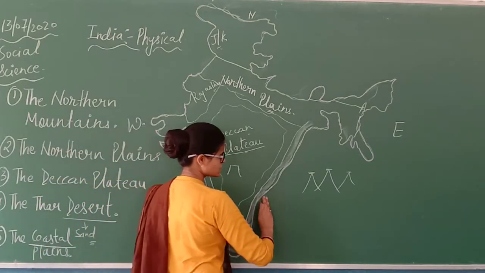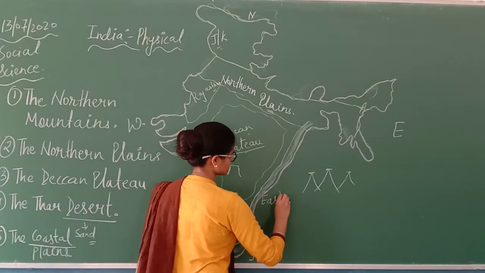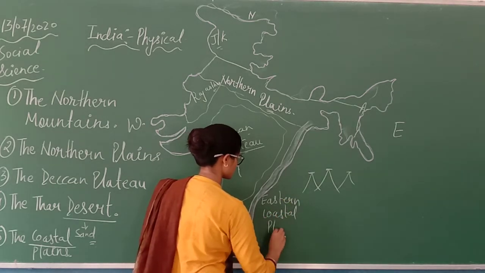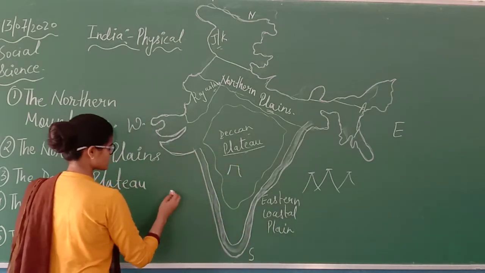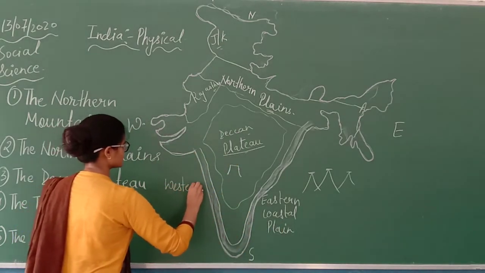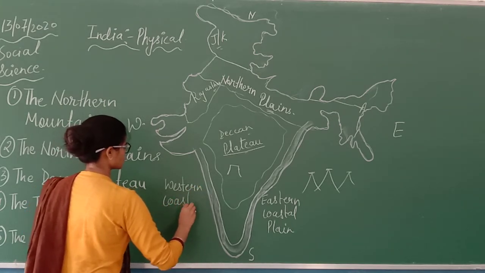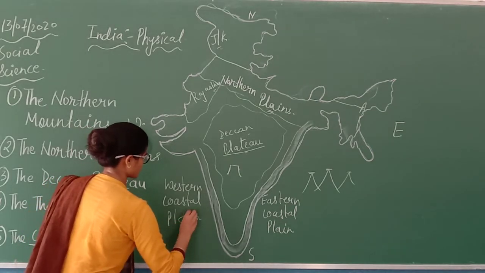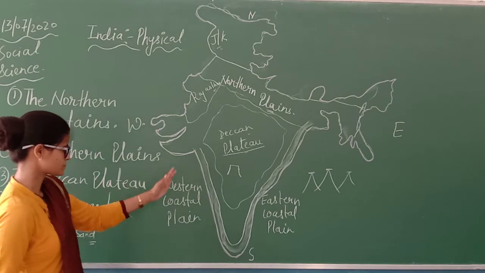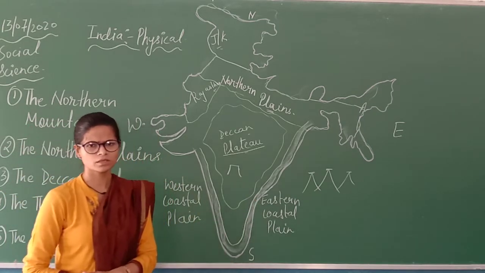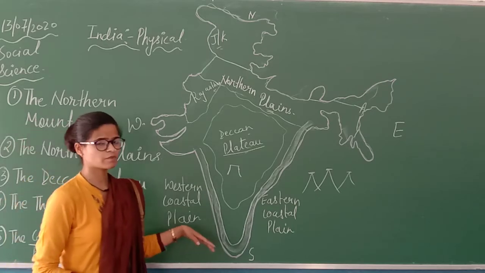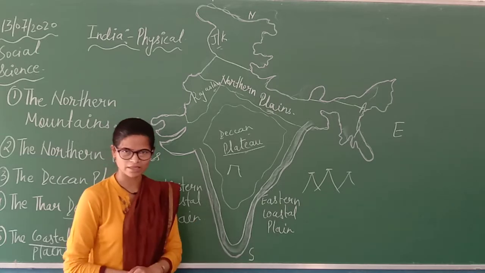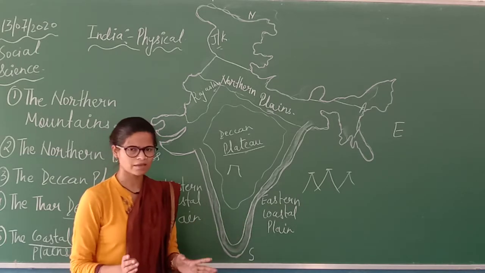That is, this side we will call the eastern coastal plain, and this part is called the western coastal plain. Here also the people live, and the climate of this place is moderate because of the sea breeze, because यहाँ से sea से ठंडी ठंडी हवा आती है. That is why here the climate is okay.